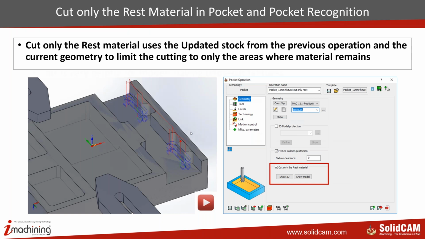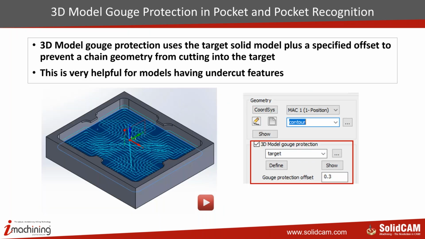And now 3D gouge protection is available inside the pocket and pocket recognition. So you can just select this 3D model gouge protection. It will take care of gouge protection with respect to the target model that you have defined.